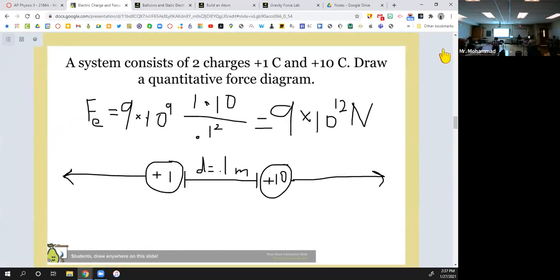So on problem sets, don't worry if you forget a Newton or a label, but when you eventually do decide to take the AP test, do not forget Newtons in your labels.